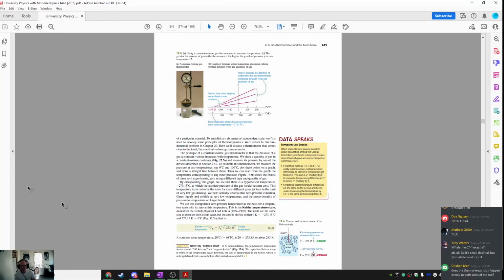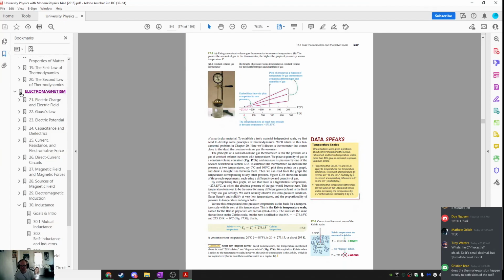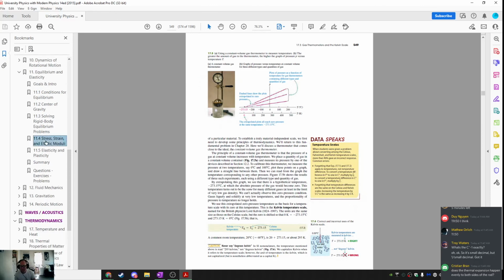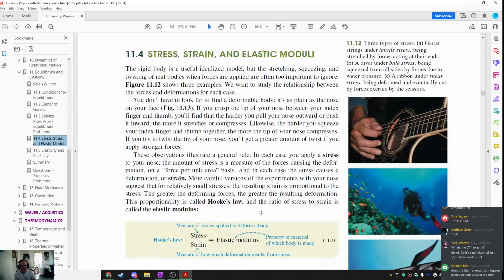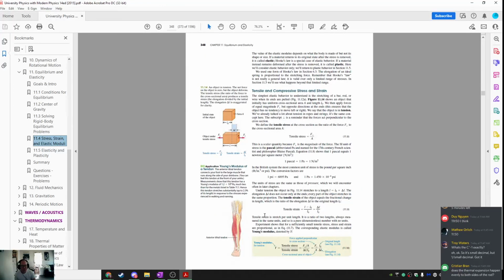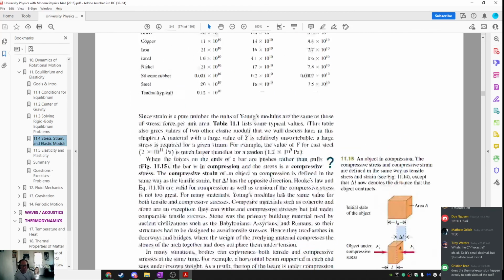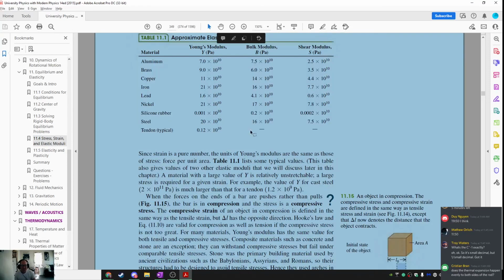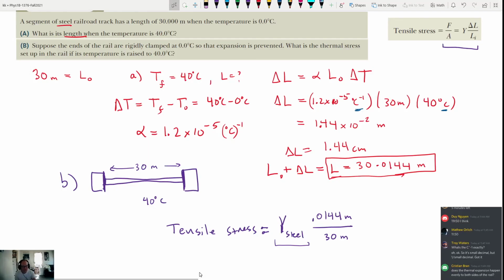So if we go to bookmarks, and you go back to chapter 11 in your textbook, stress, strain, and elastic moduli right here. They talk about these topics. Again, this may or may not have been something you've seen before, but there you see tensile stress. And here we see the Young's modulus. This is the thing we need to look up. For steel, it is 20 times 10 to the 10 pascals. So in here, we're going to have 20 times 10 to the 10 pascals.